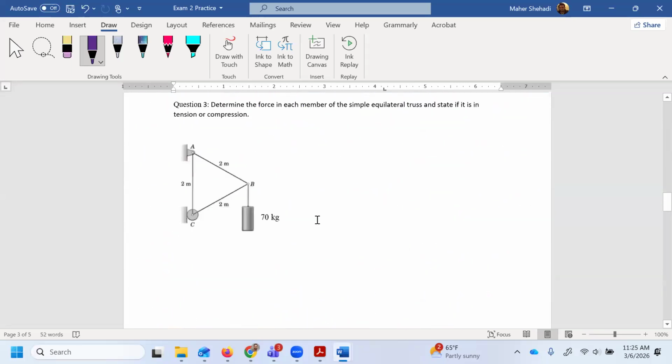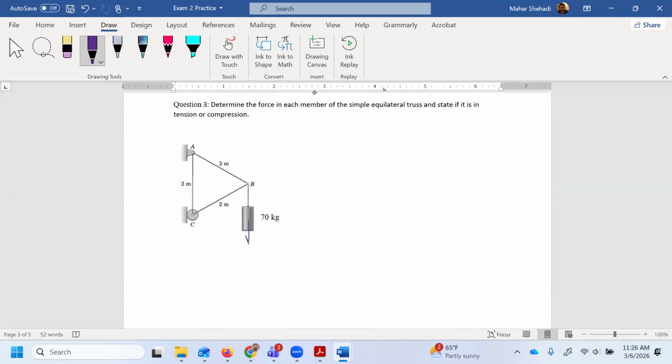So the next two questions, questions 3 and 4, we will do trusses. First, in this question, we need to find the force in each member of this truss, which is equilateral. All sides are equal, so 2 meters each side. We have a load applied here, it's 70 kg.